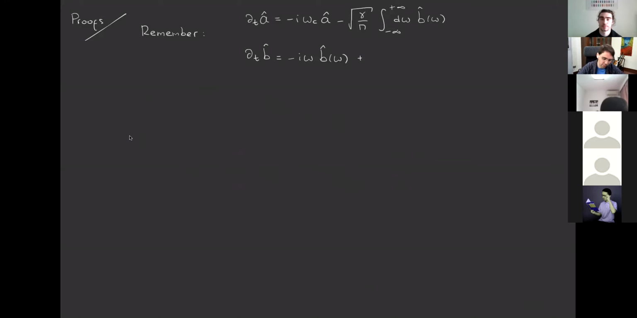Perfect. So yeah, what I was saying is that for the proof, the first thing I need you to remember are the Heisenberg equations for the open system. So this means the equation for the annihilation operator of the cavity and for the annihilation operator of the environment, which I just realized I forgot to put an omega. And then we have the free evolution and then some part related to the coupling. Okay? So let me just name this equation. This one I will call A and this one I will call B.